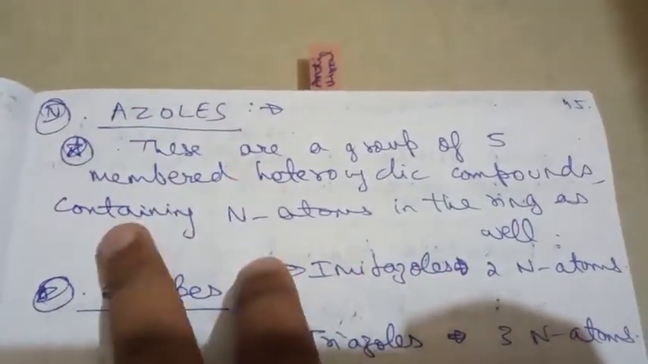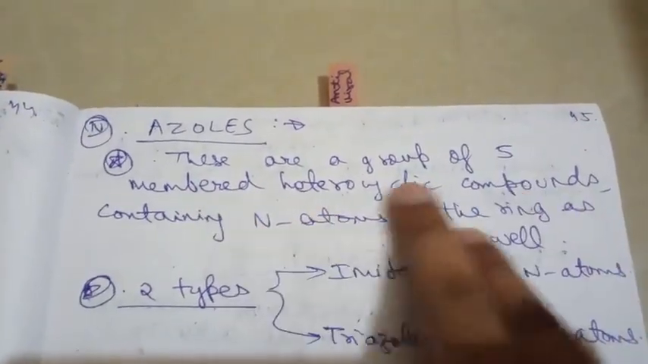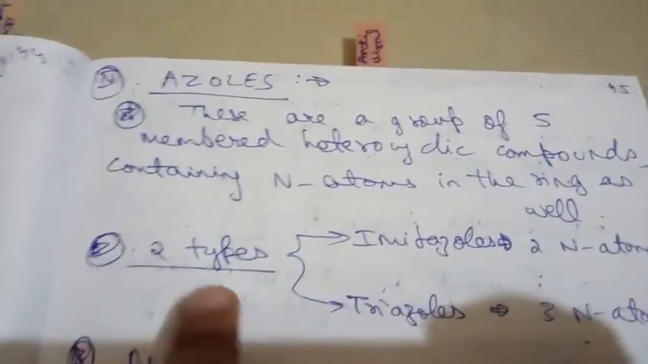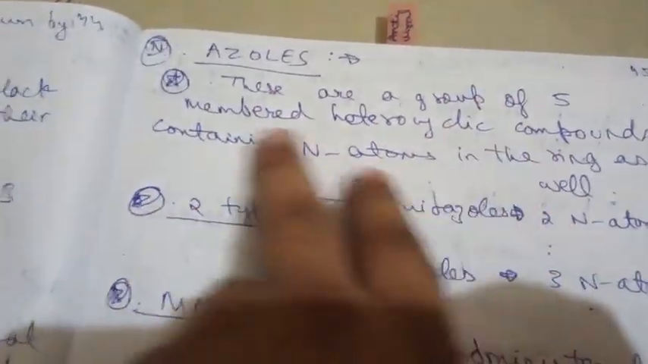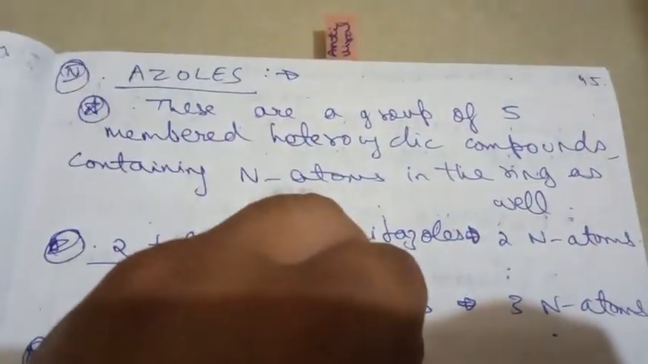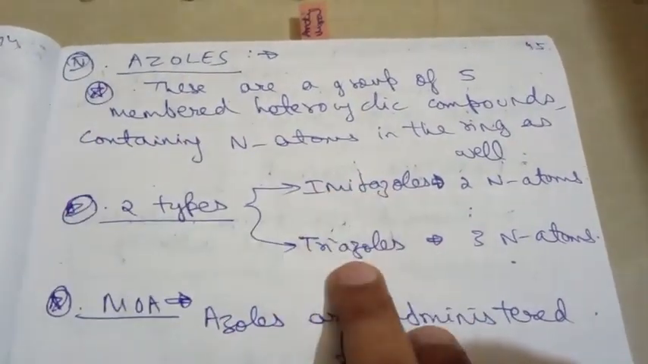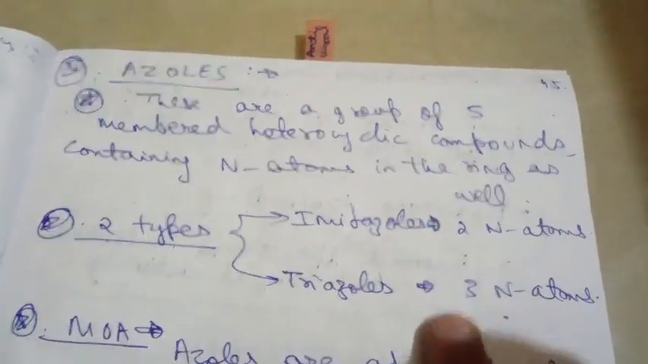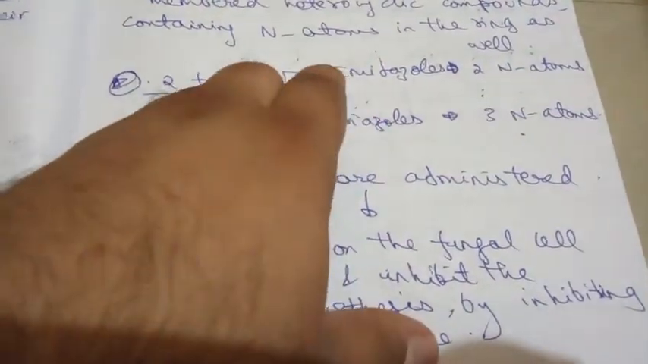Now next we have azoles. Azoles are a group of 5-membered heterocyclic compounds, that is, a ring-shaped structure containing nitrogen atoms in the ring. There are 5 atoms in the ring, out of which a few are nitrogen. On the basis of the number of nitrogens, azoles can be divided into imidazole and triazole. Imidazole means 2 nitrogen atoms, triazole means 3 nitrogen atoms. The mechanism of action of imidazole and triazole is the same, so we will study it with respect to azoles.